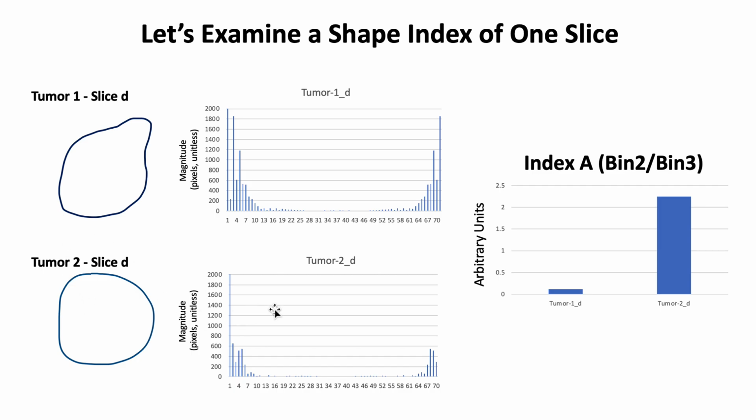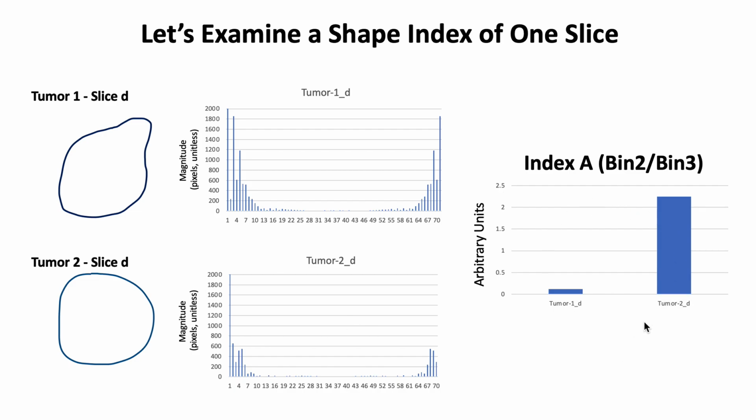Let's examine one slice in each tumor to see how the LCPC Transform sees them. In the middle column are frequency plots showing how the algorithm sees slice D from tumor 1 or slice D from tumor 2. A simple index can be obtained by dividing the value of bin 2 by the value of bin 3. When we do this, we see in the graph on the right that slice D in tumor 2 has a larger shape magnitude than slice D in tumor 1. Here I said larger shape and not larger size because shape and size are not the same thing, as I will prove later.